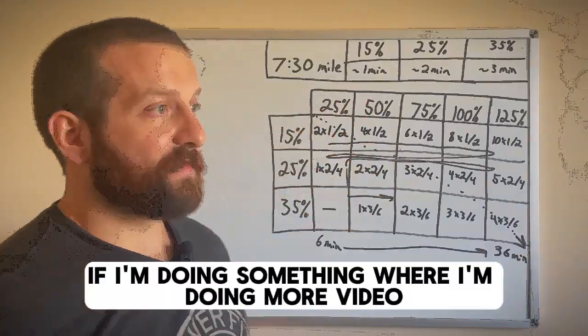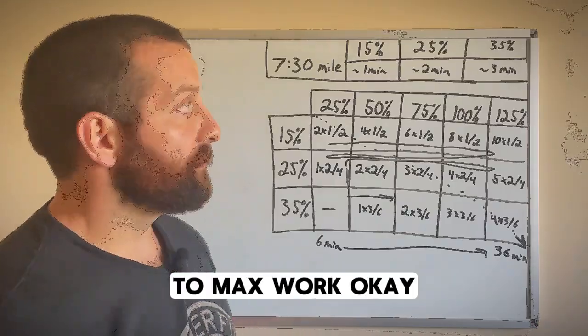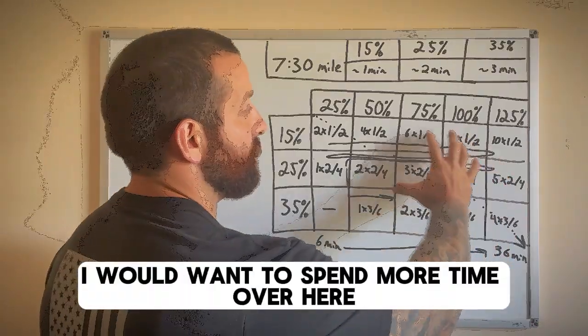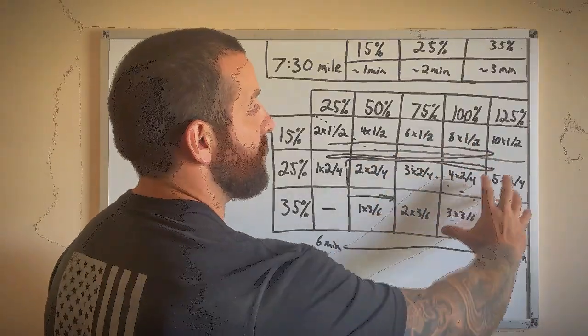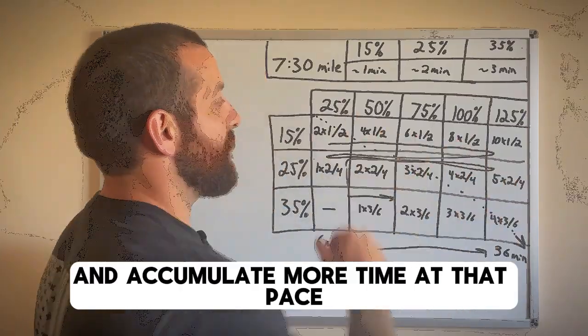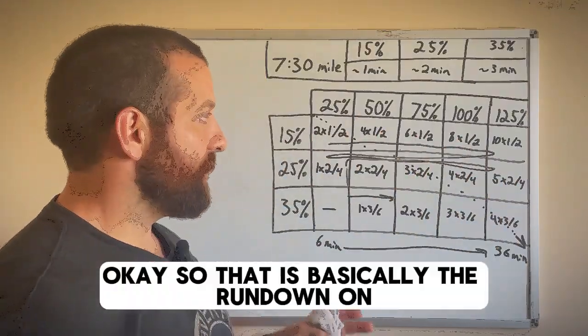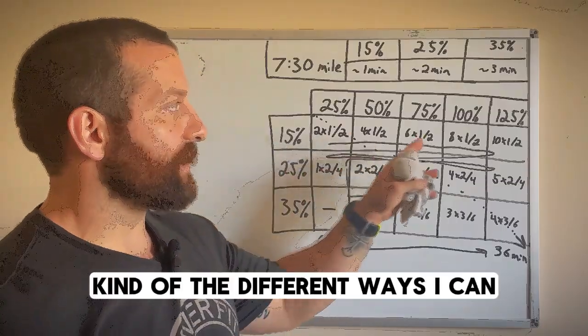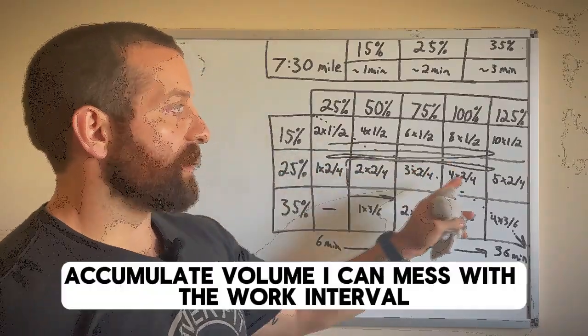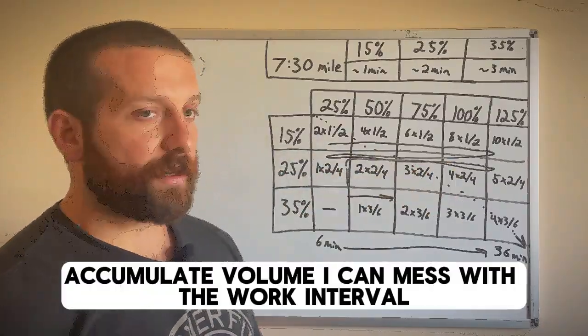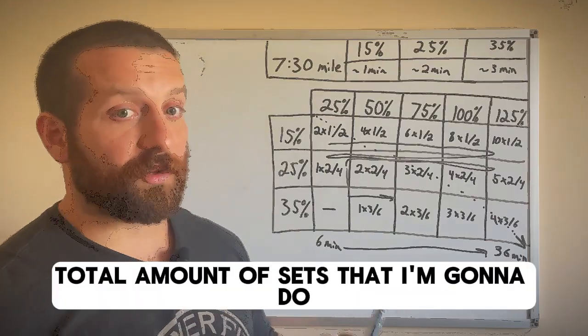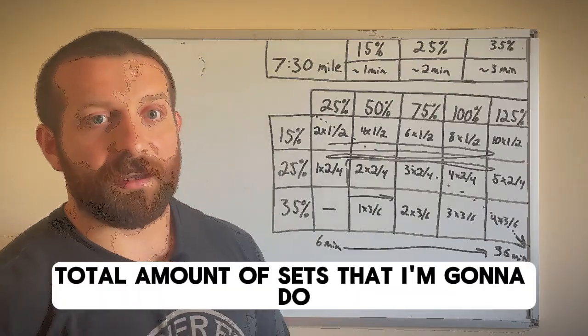Okay, if I'm doing something where I'm doing more VO2 max work, I would want to spend more time over here and accumulate more time at that pace. Okay, so that is basically the rundown on the different ways I can accumulate volume. I can mess with the work interval, and then I can mess with the total amount of sets that I'm going to do.